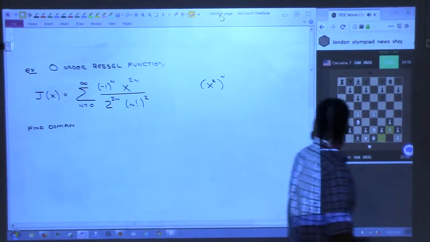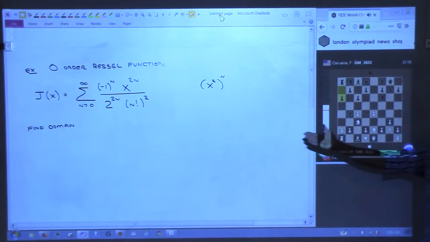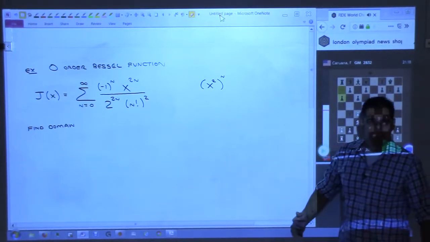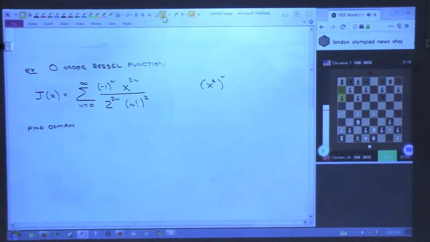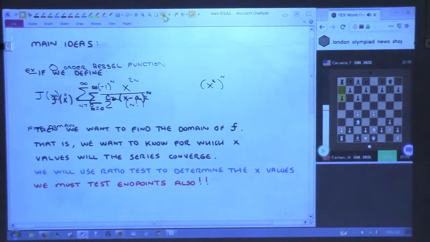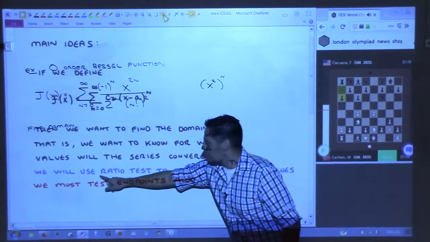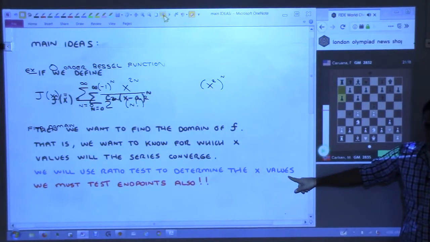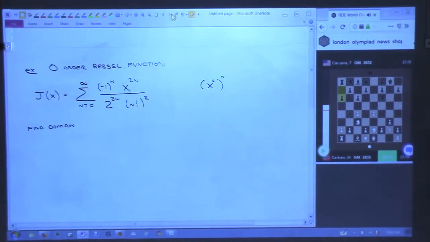To find the domain means I want to figure out for what values of x this thing converges. So how do we do that? How do we determine when this series converges? We want to know what values of x for which it'll converge. We will use the ratio test to determine those x values, okay? So we are going to use our ratio test to try and figure out when this series converges.